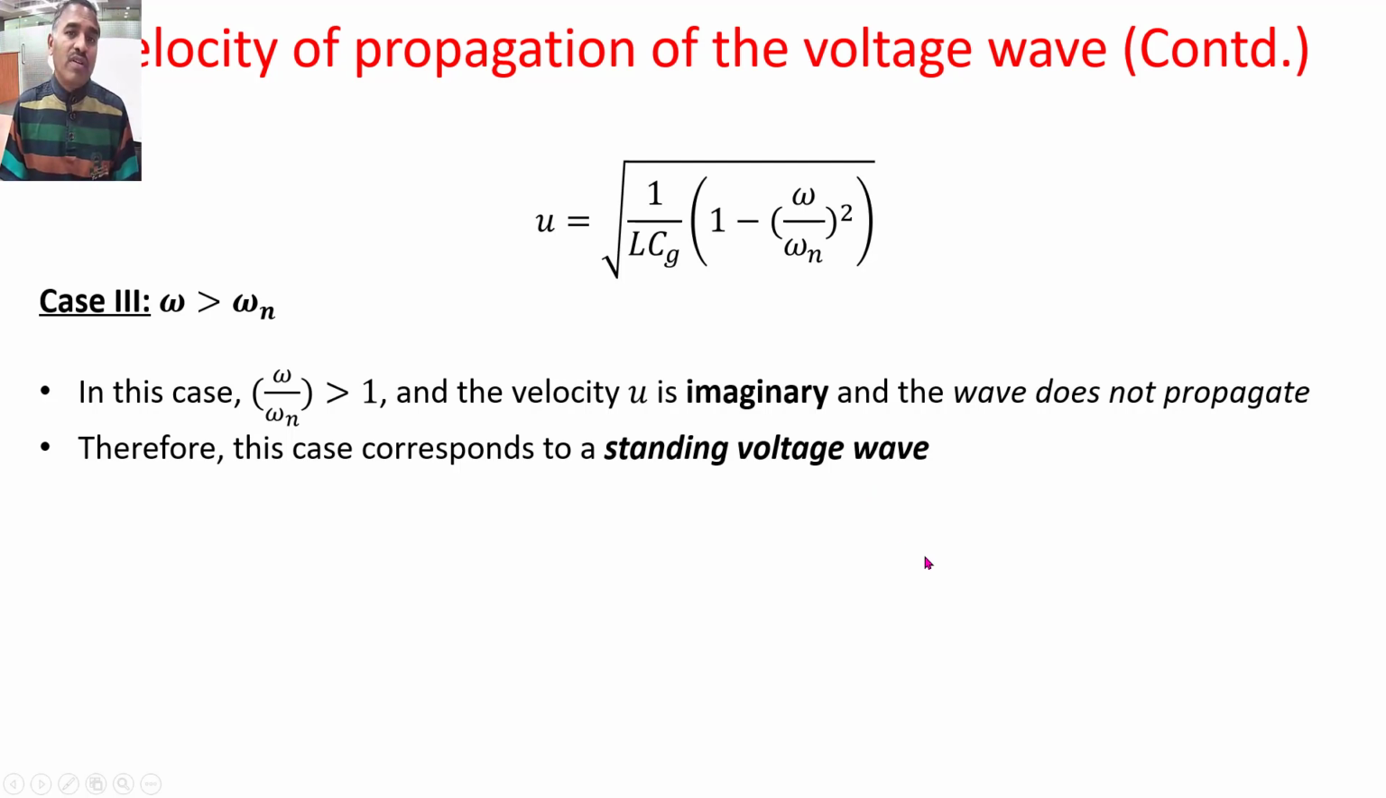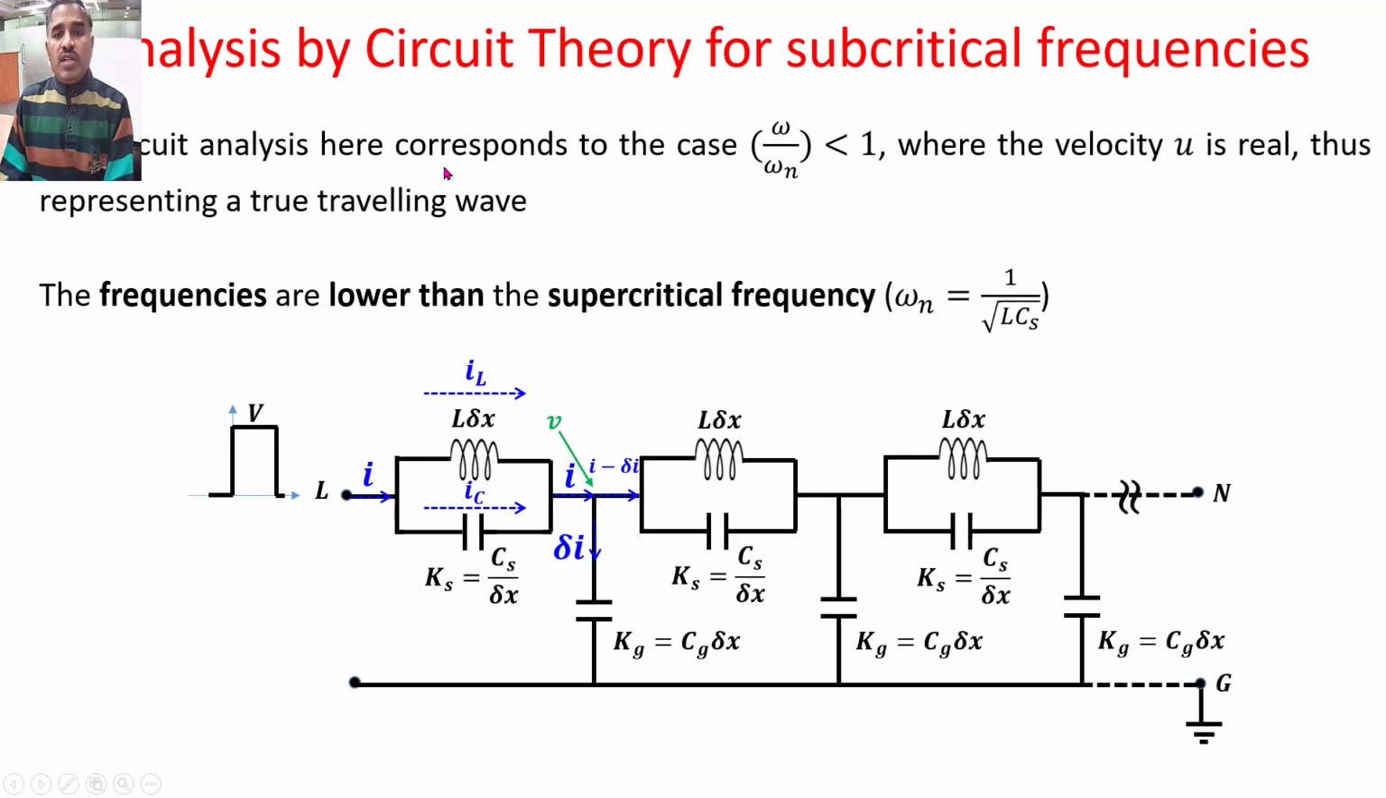So these three types of wave phenomena will occur in the transformer winding if different frequency waveforms are applied to it, since different surges appear on the transformer winding. Now, analysis by circuit theory for subcritical frequencies, where a real traveling wave will be there. In this case, what is the equivalent circuit? That can be derived here with a little bit of calculation.